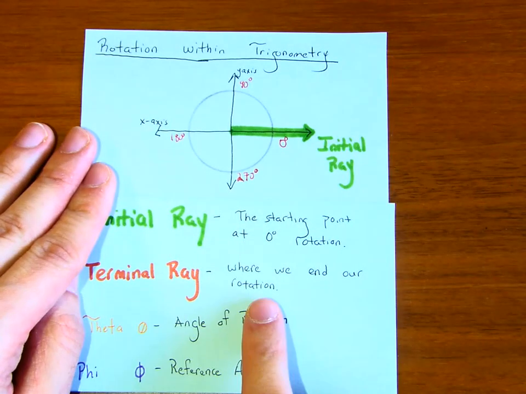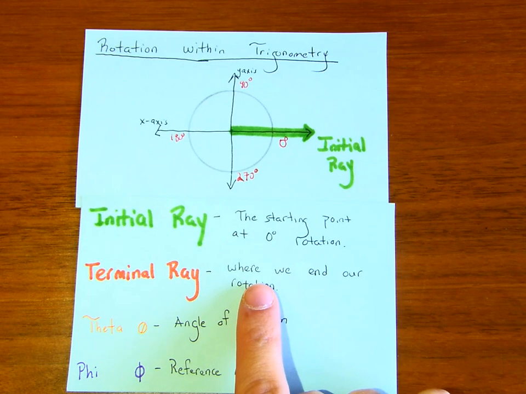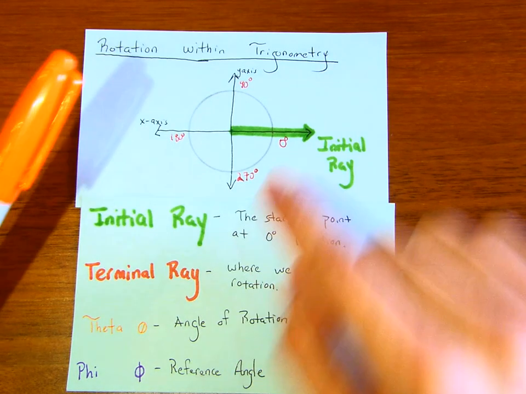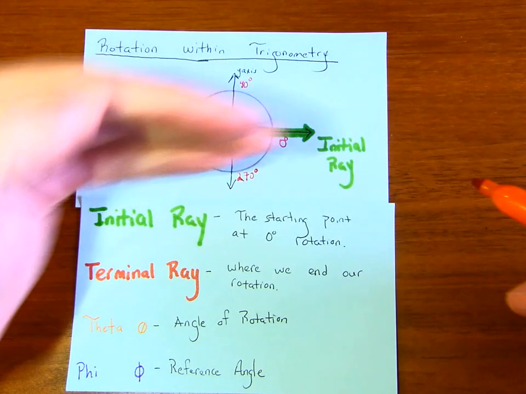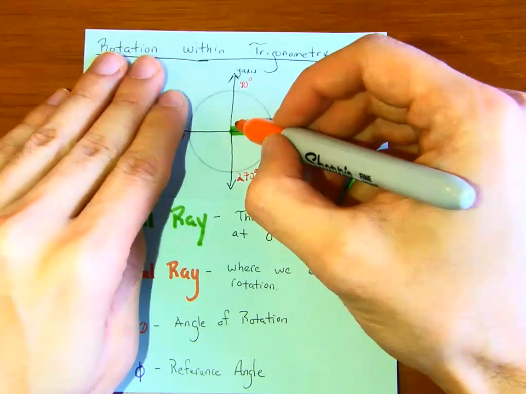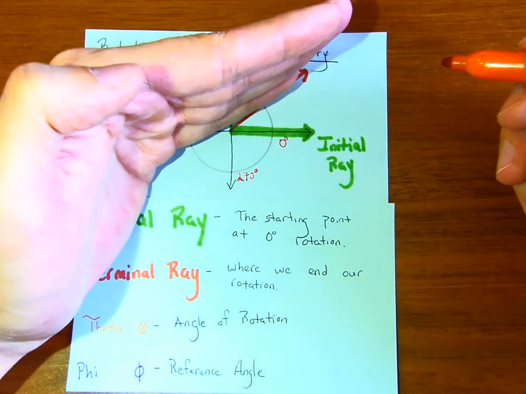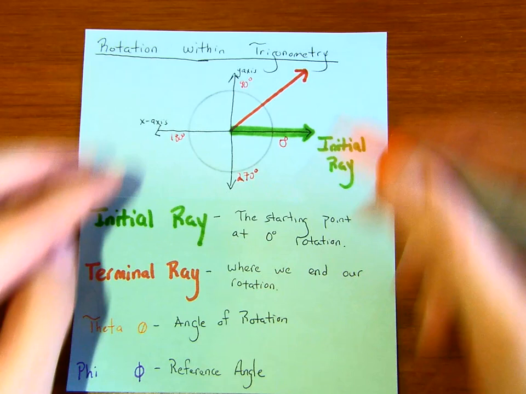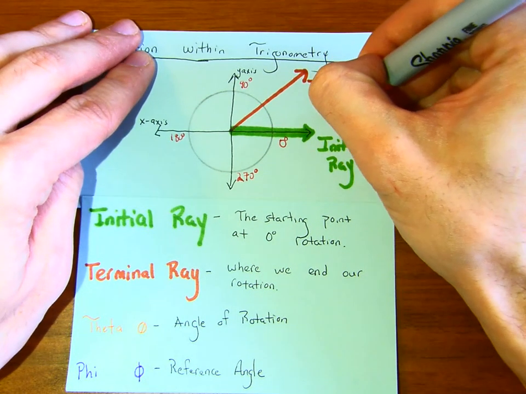Now, the terminal ray is where our rotation ends. Let's say we wanted to rotate 30 degrees. We start over here as the initial ray, I could go 30 degrees, and what we're going to call this at the end of the 30 degrees is the terminal ray. So we'll have this over here, terminal ray.